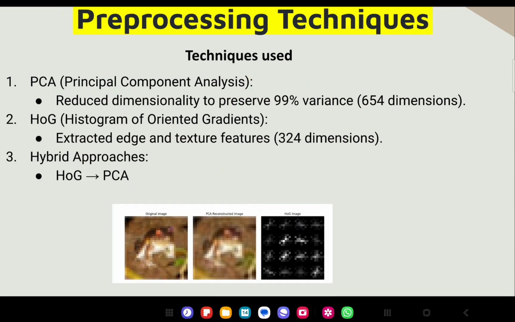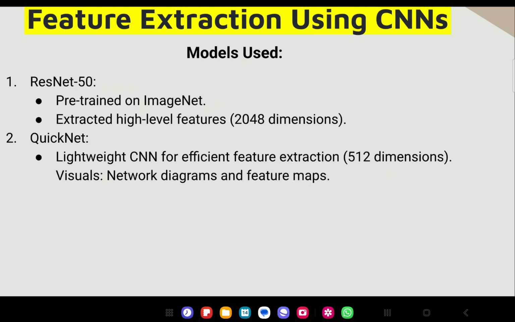The pre-processing techniques we used are PCA, which reduces the dimensionality of the images, and HOG. It extracts important textures, lines, curves, and gradients from the images. We also used hybrid approaches like PCA and HOG together. For the CNN models, we used ResNet 50. It is a convolutional neural network pre-trained on ImageNet that extracts high-level features, and QuickNet. It is a lightweight CNN similar to ResNet, though not as effective.